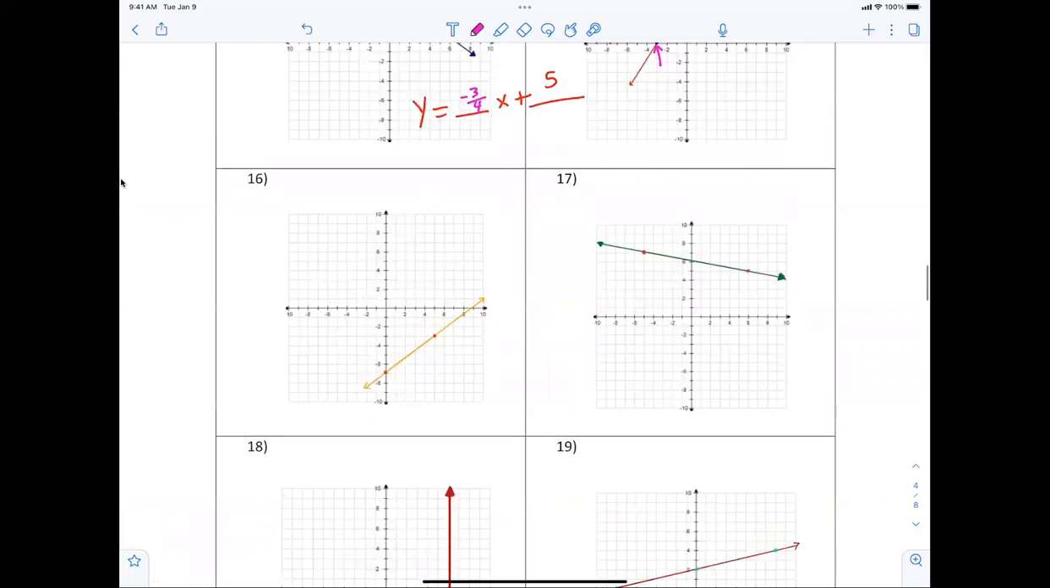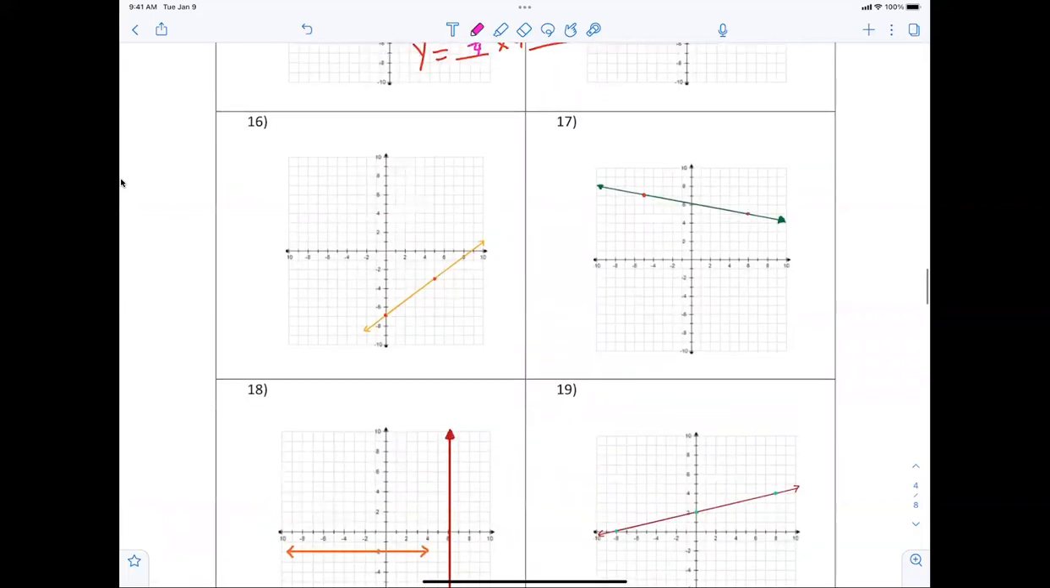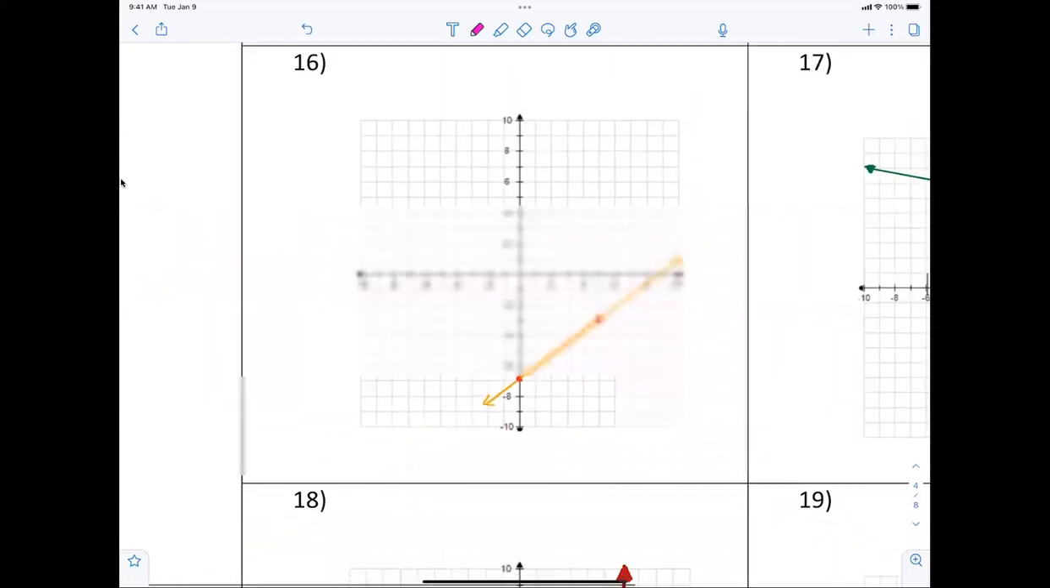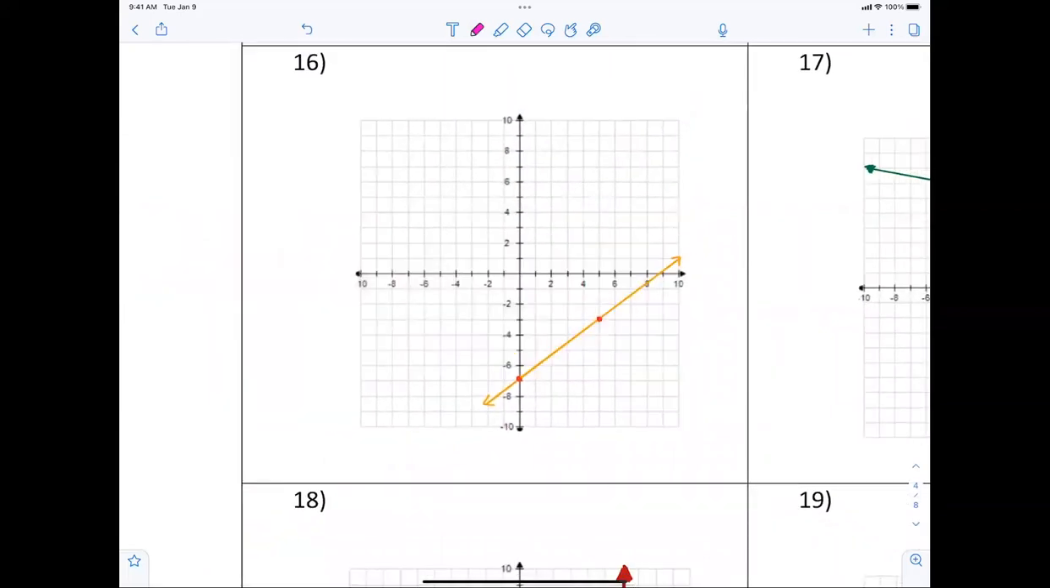So last one for me on, well, not the last one. Let's everybody take a look at 16. Now, what I would like everybody to do for 16 is go ahead and write your answer down, and then we can see if you know what you're doing. Everybody write their answer to number 16. I'll give you another 30 seconds.